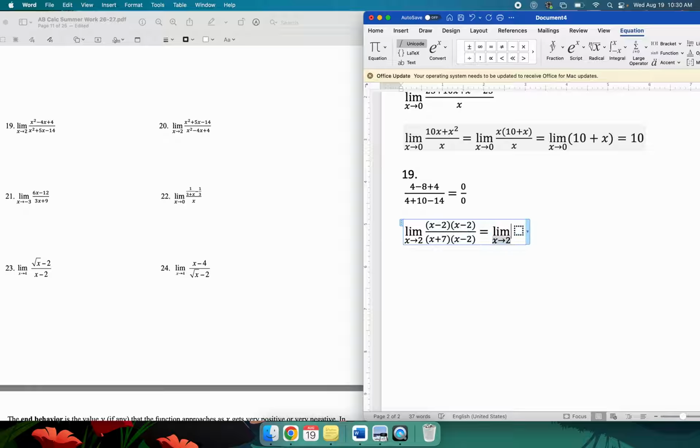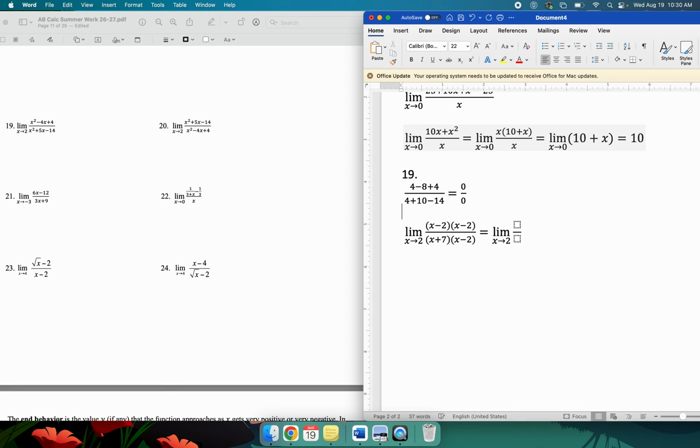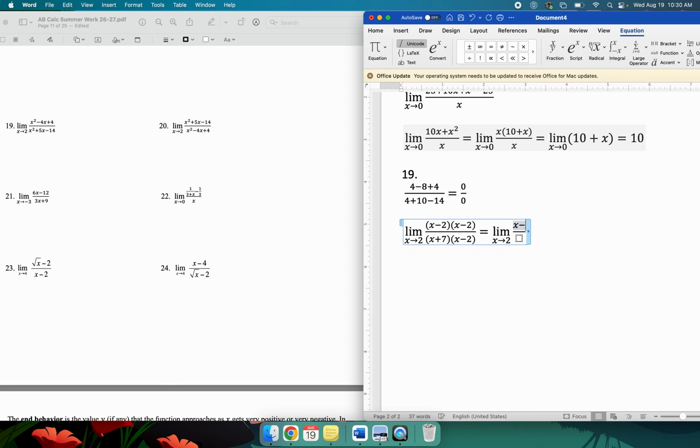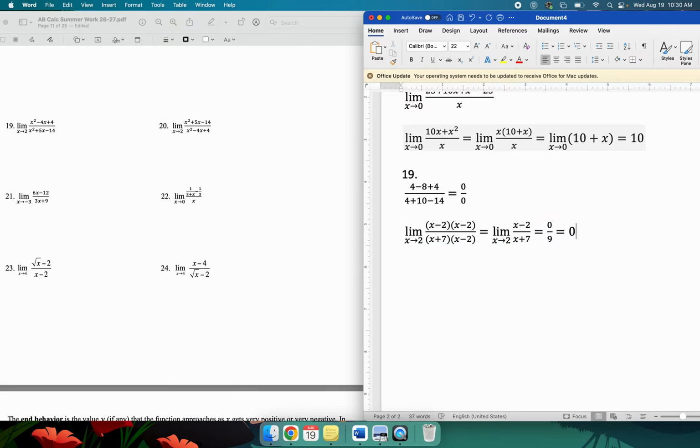So those factors of x minus 2 cancel, and I'm left with x minus 2 over x plus 7. And if I plug 2 into that, I get 0 over 9, which is just 0, right? 0 over a non-zero number, that's just 0. So that's the value of the limit.